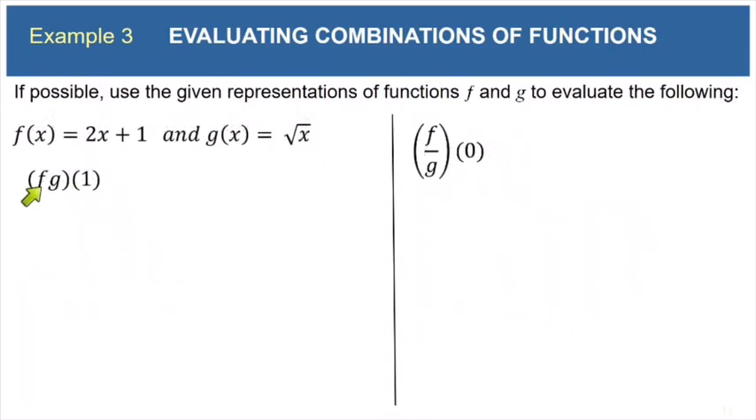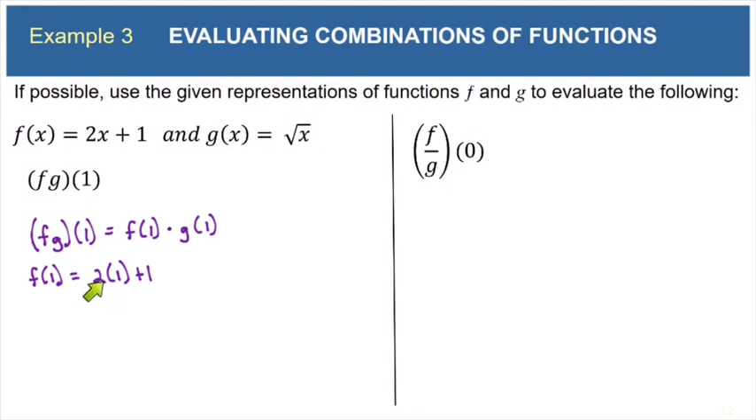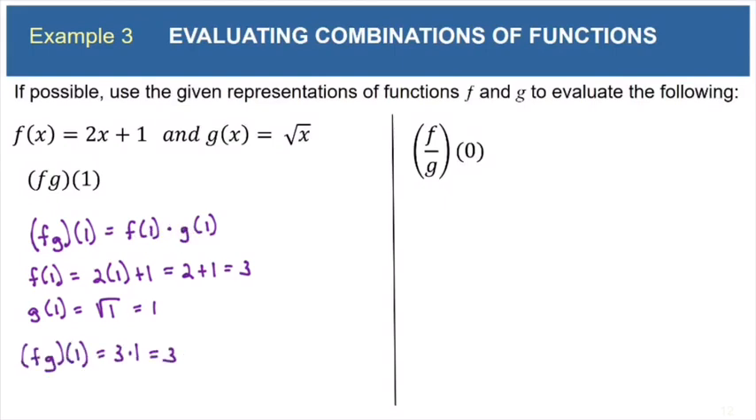For the third part, we have f times g of 1. So of course this is f of 1 times g of 1, and we'll need to evaluate each of these. So we'll plug 1 into the f function. F of 1 is 2 times 1 plus 1, that's 2 plus 1, that's 3. And g of 1 is square root of 1, and the square root of 1 is 1. So now f of 1 times g of 1 is 3 times 1, which is 3.